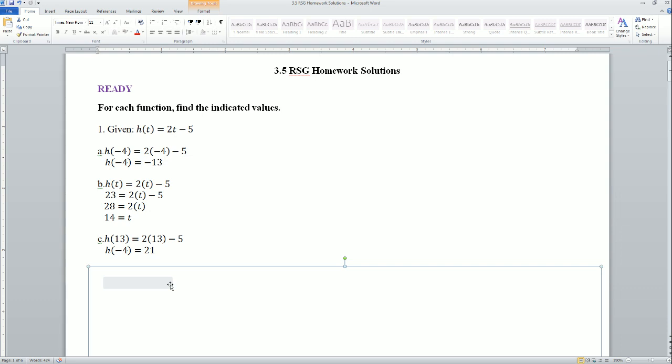Here I'm seeing what happens when t is equal to 13. Sorry, that should be 13. The answer is 21, because this becomes 26 minus 5, which is 21.